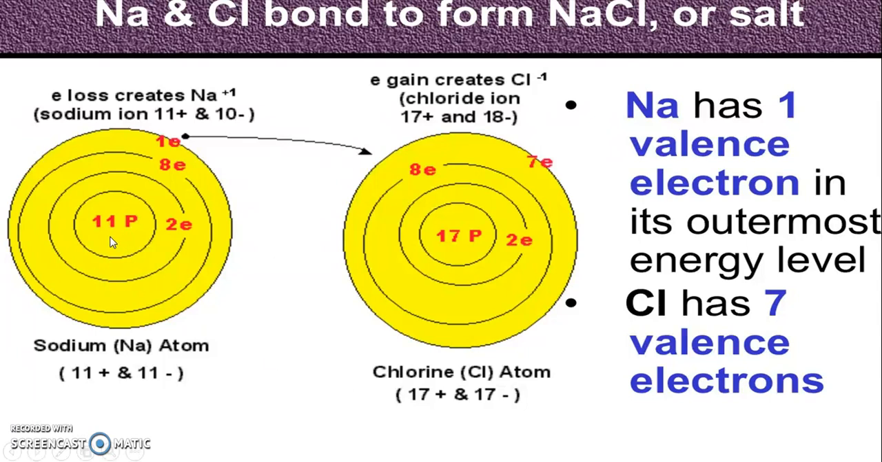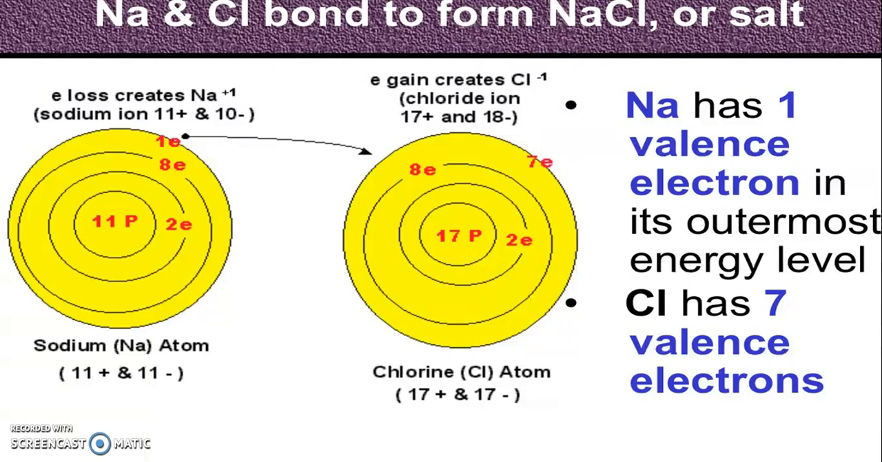This right here is a sodium atom. It has 11 protons and 11 electrons. Chlorine has 17 protons and 17 electrons. This outermost shell, sodium has 1, and chlorine has 7. So sodium is going to give its electron over here to chlorine to make it stable.